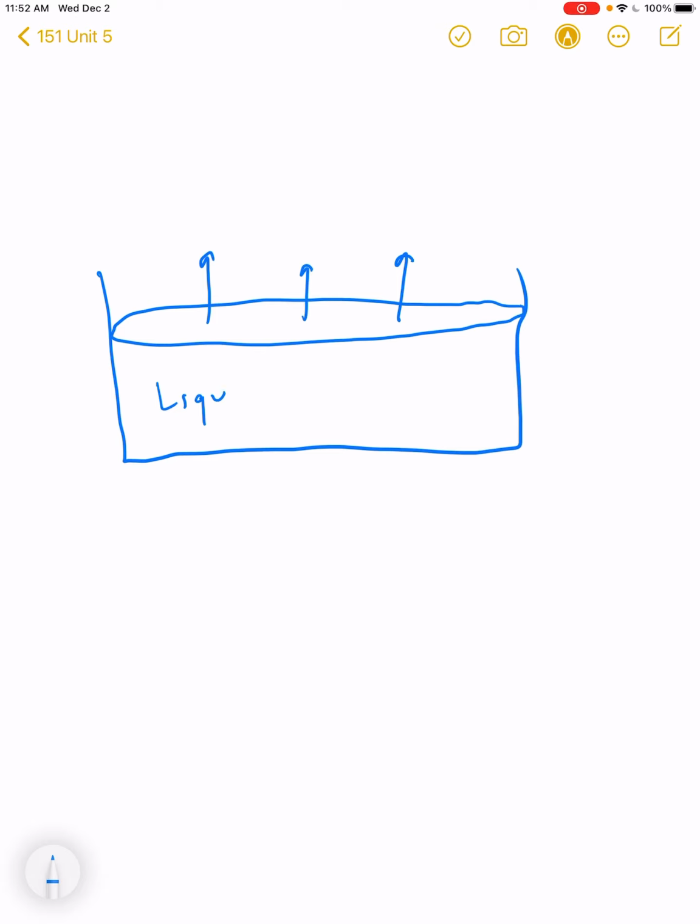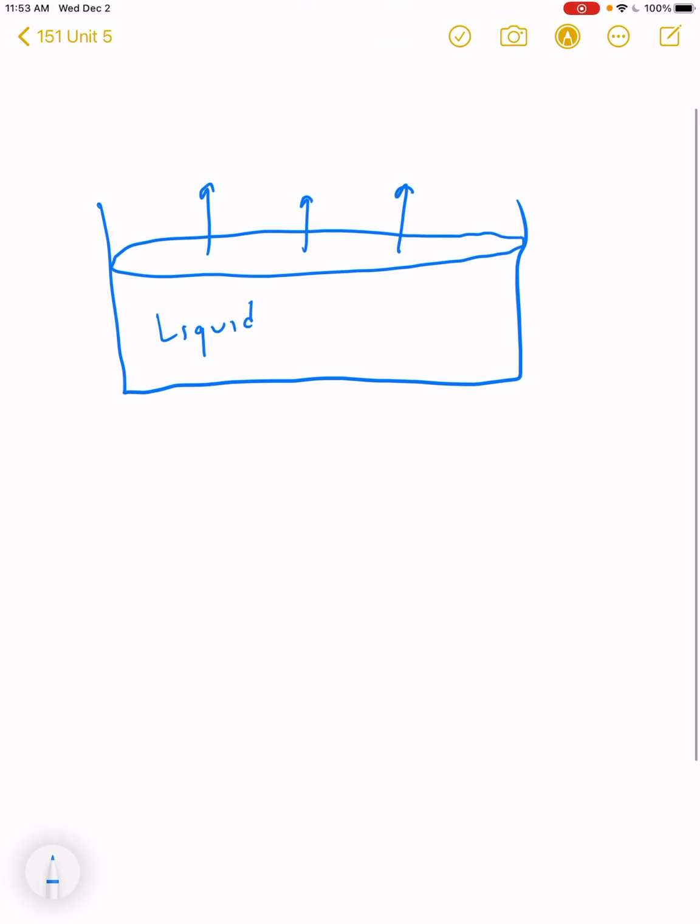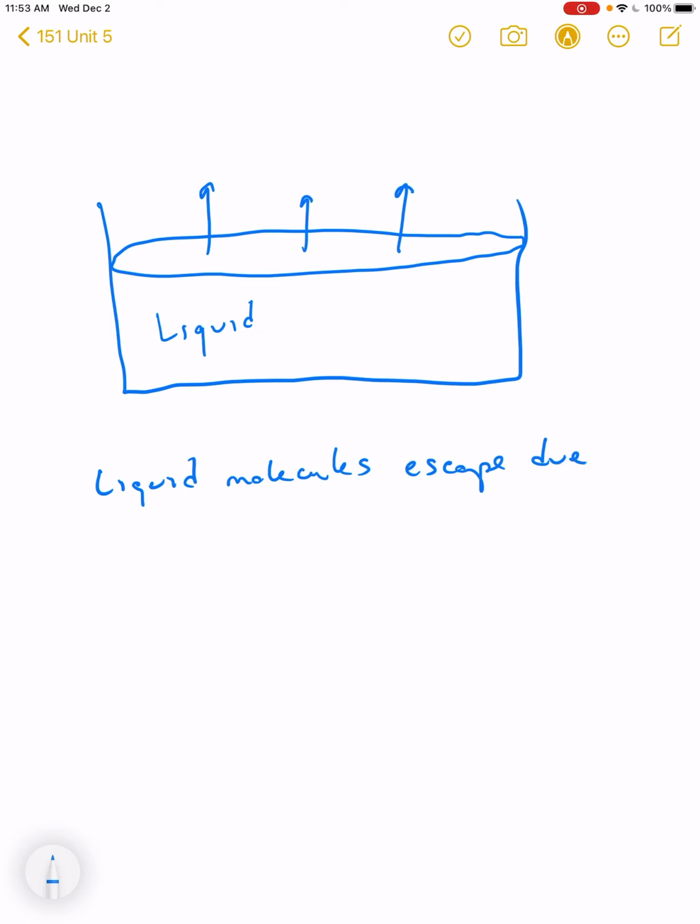So a few molecules of the liquid escape due to their vapor pressure.